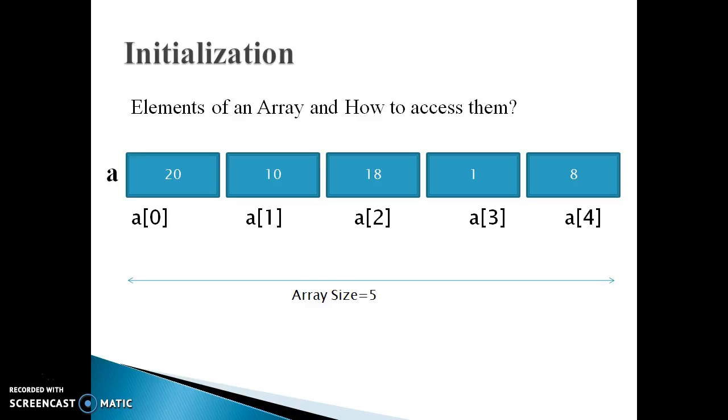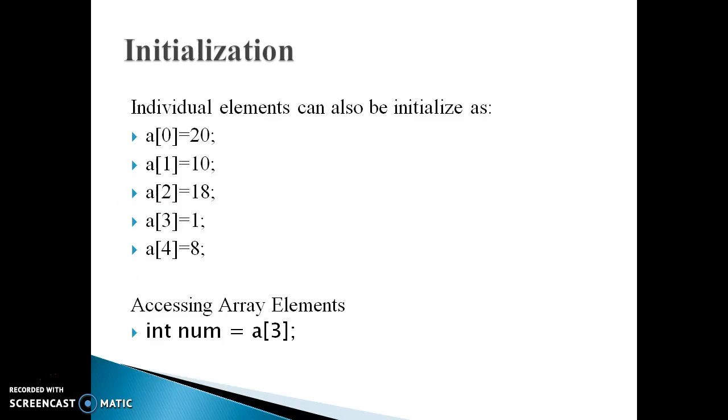This is the example of the same array, but in this figure the array elements are initialized. Individual elements can also be initialized as a of 0 is 20, a of 1 is 10, a of 2 is 18, a of 3 is 1, a of 4 is 8. Suppose I want to access the element a of 2. The a of 2 is 18. Or suppose I want to assign a of 3 to some variable, like integer num equal to a of 3. Likewise, we assign the values of an array to some variable.